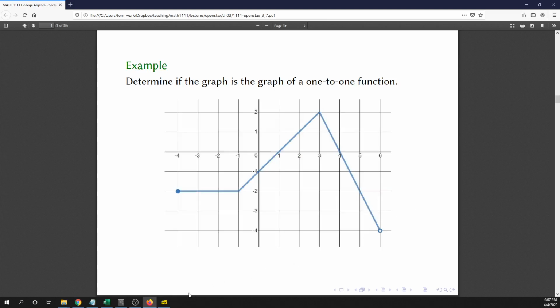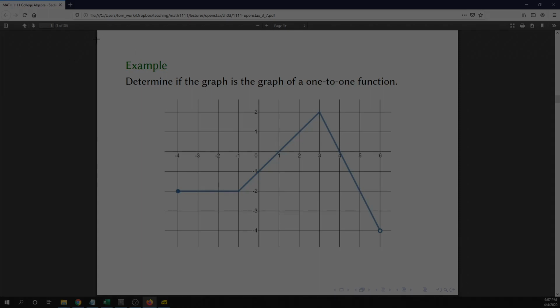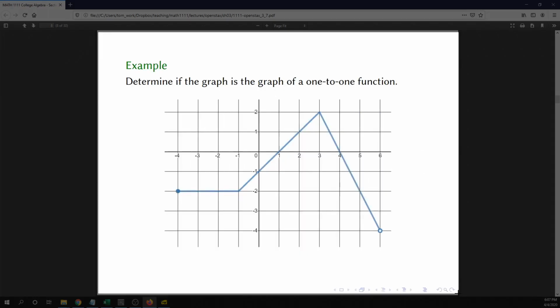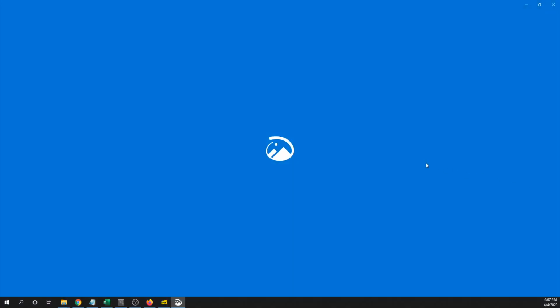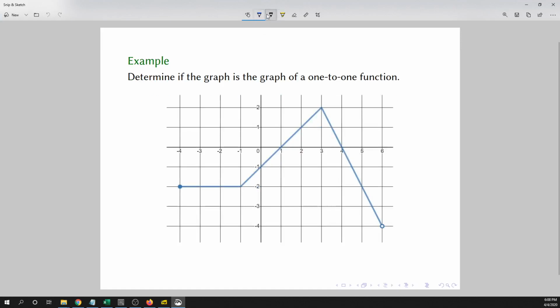All right, this graph is definitely not the graph of a one-to-one function, and we can see that because if I drew a horizontal line right through here, it's supposed to be horizontal, it would intersect the graph in more than one spot right here. It would intersect here, it would intersect here. So that is enough right there to say, hey, this is not a one-to-one function.